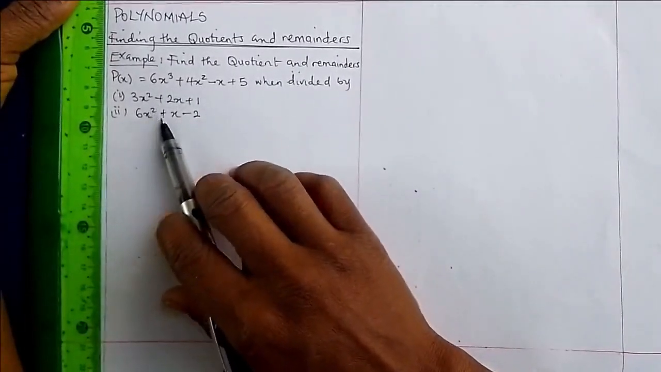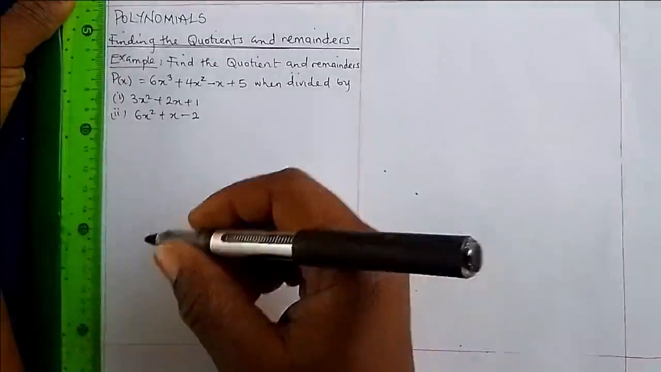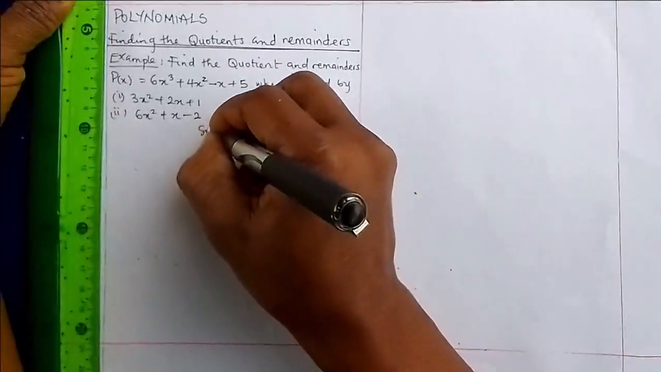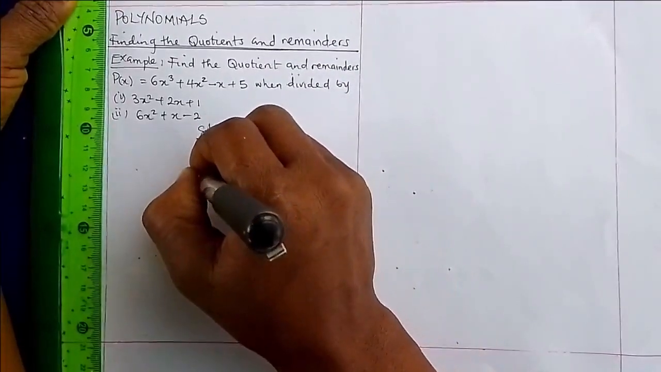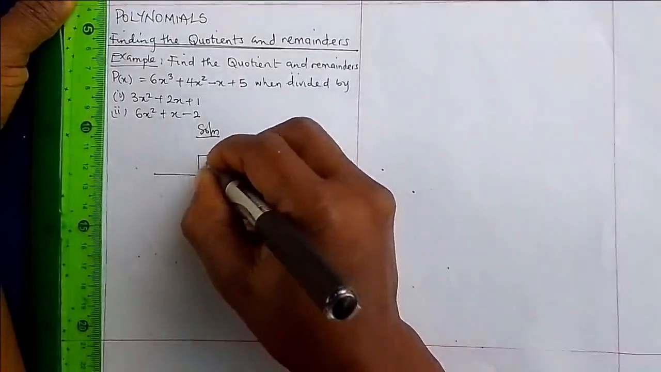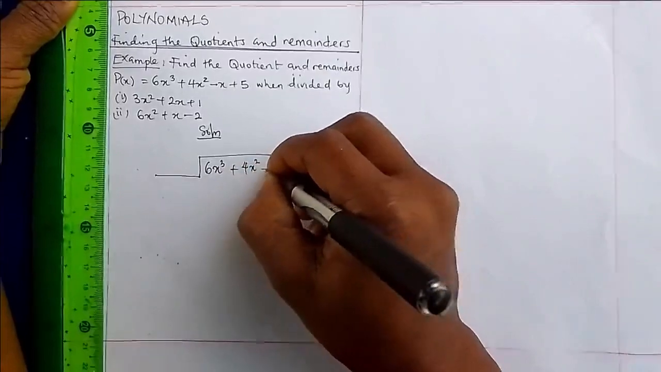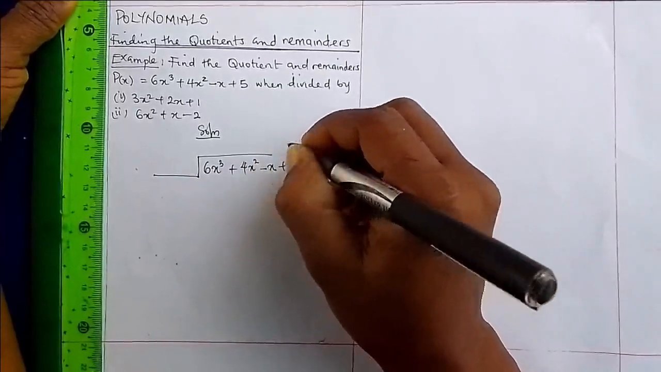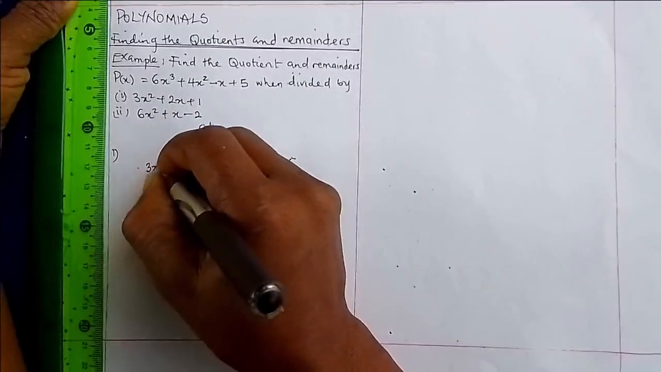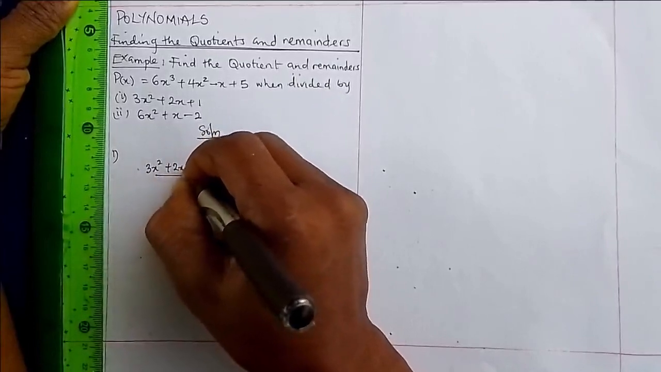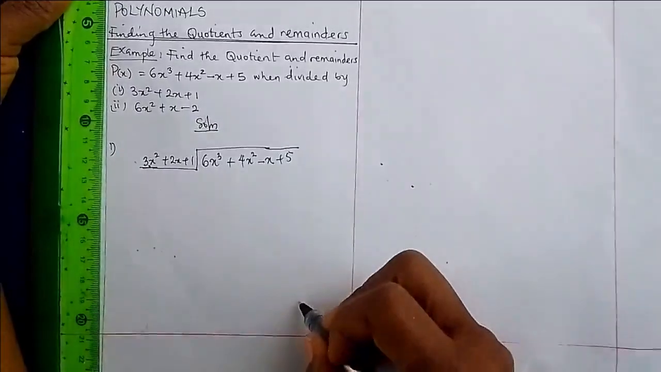The next one is 6x^2 + x - 2. We should divide the polynomial with these. So our division sign is 6x^3 + 4x^2 - x + 5. Then the first number that we are asked to use to divide is 3x^2 + 2x + 1. 6x^3 divided by 3x^2.